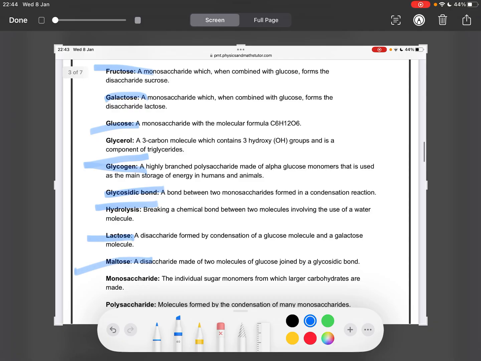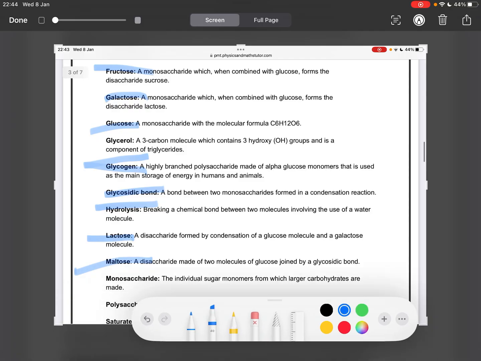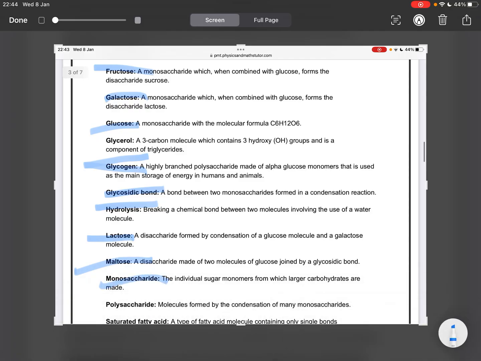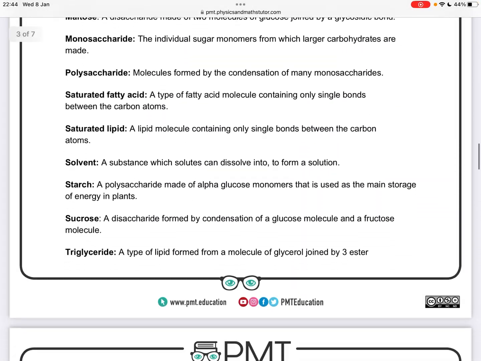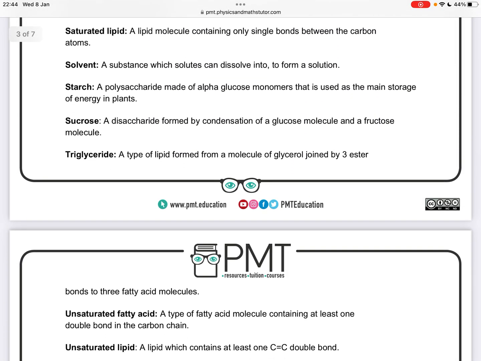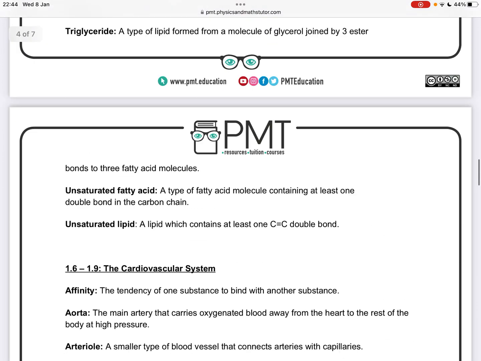Maltose, a disaccharide made of two molecules of glucose joined by a glycosidic bond. Monosaccharides, the individual sugar monomers from which larger carbohydrates are made. Polysaccharides, molecules formed by the condensation of many monosaccharides. Solvent, a substance in which solutes can dissolve to form a solution, an example being water. Starch, a polysaccharide made of alpha glucose monomers that is used as the main storage of energy in plants. Sucrose, a disaccharide formed by condensation of a glucose molecule and a fructose molecule.